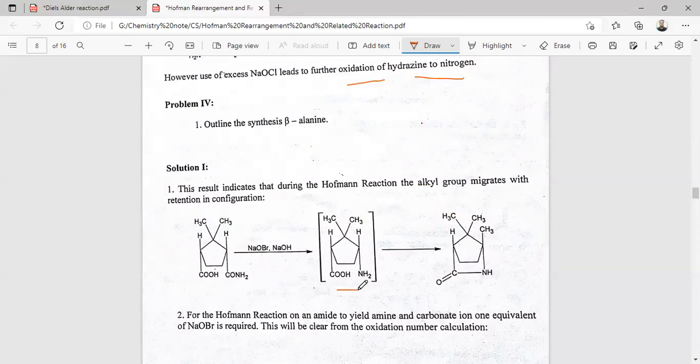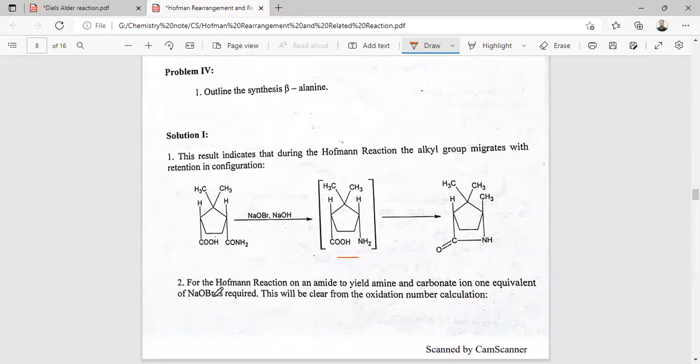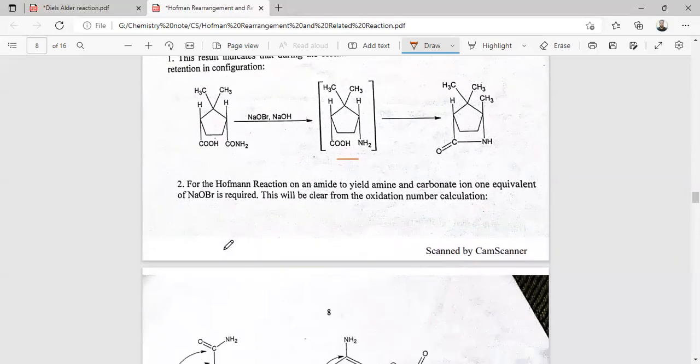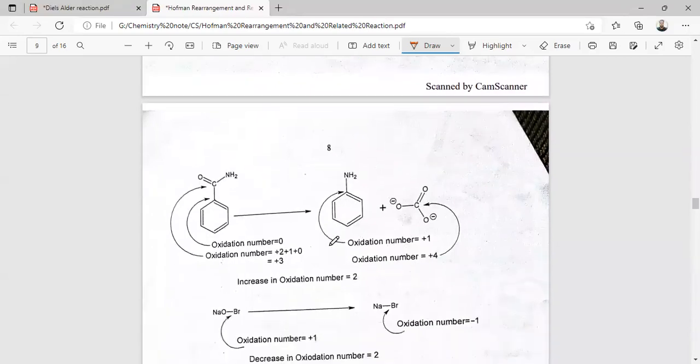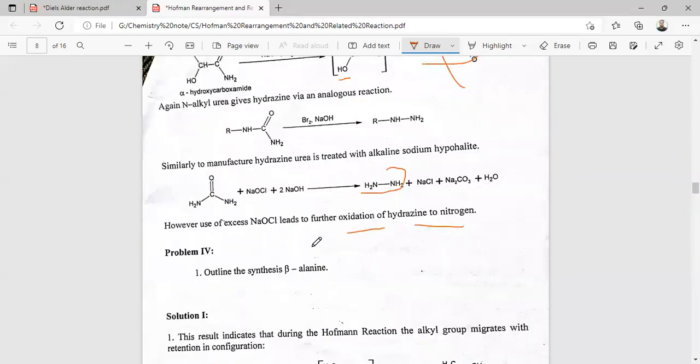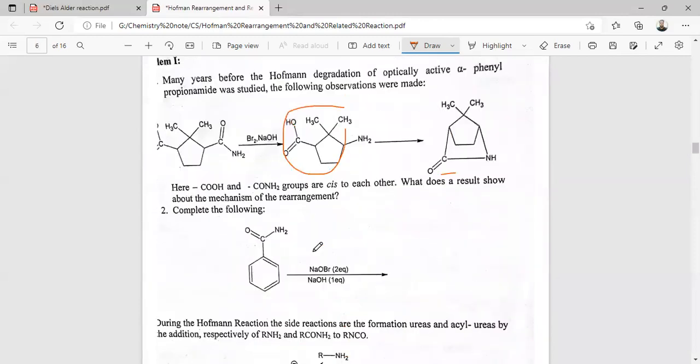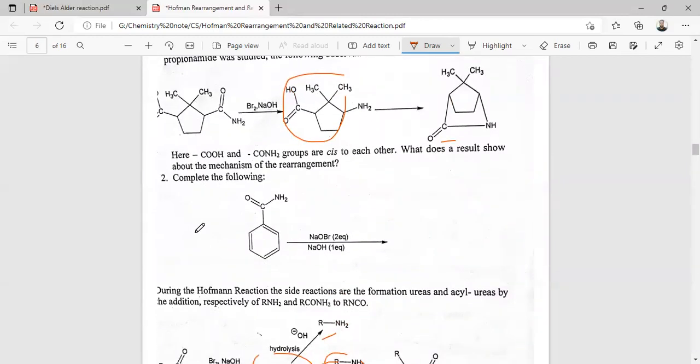So here this is formed. Again this. For the Hofmann reaction on an amide to yield amine and carbonate ion, one equivalent of NaOBr is required, and this will be clear from the oxidation number calculation. The next question is: complete the following one.